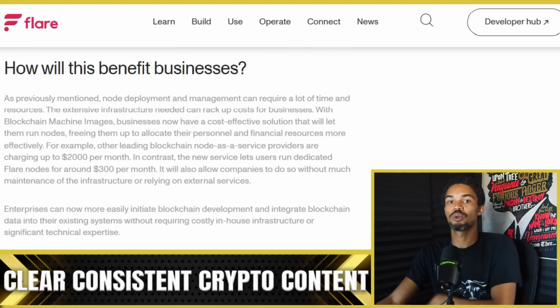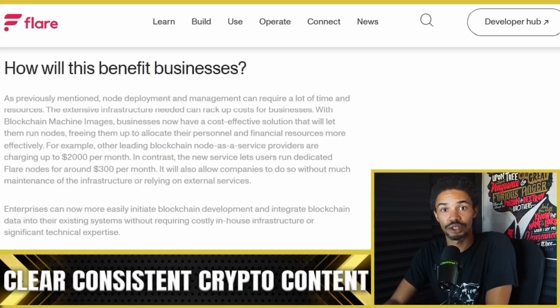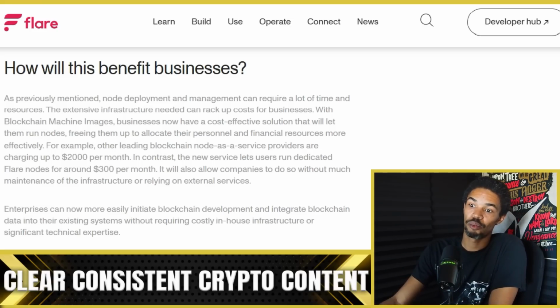It talks about how this will benefit businesses. I just talked about the cost reduction aspect of it. And one thing we know businesses like to do is save some money. So, as previously mentioned, node deployment and management can require a lot of time and resources.